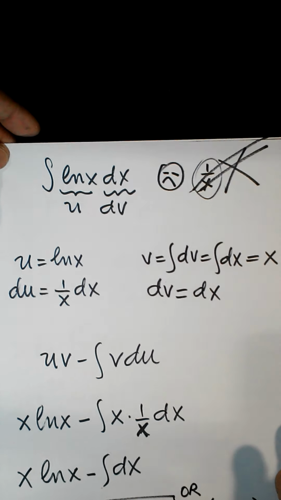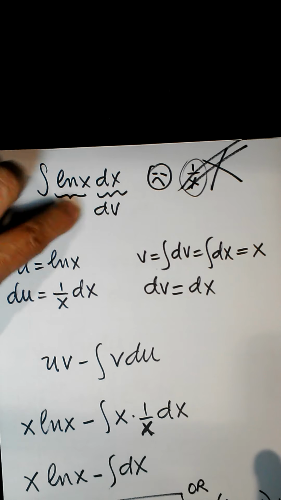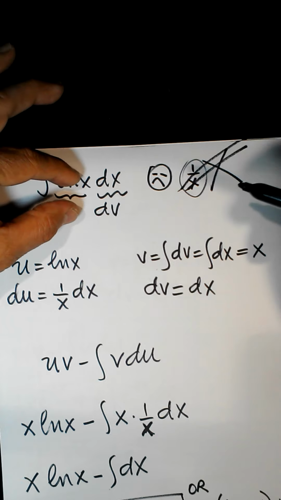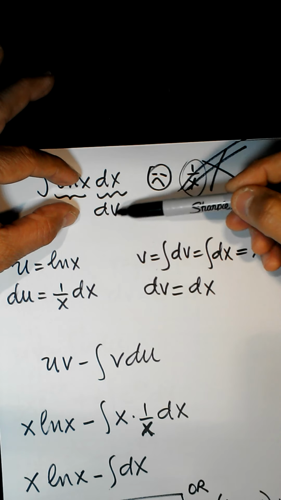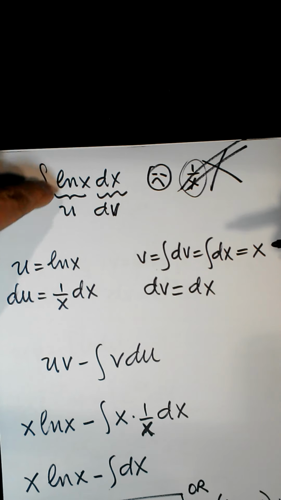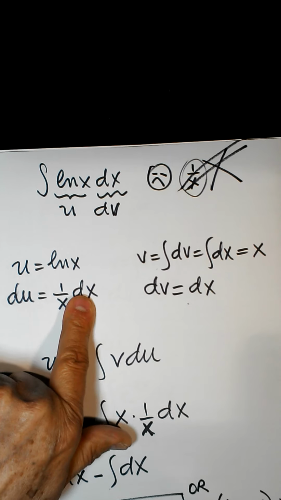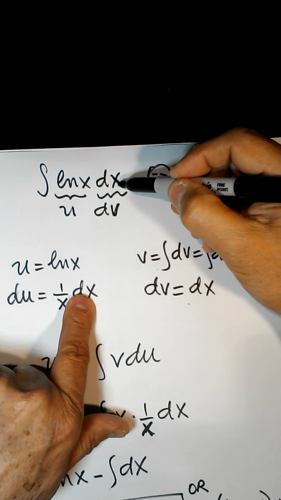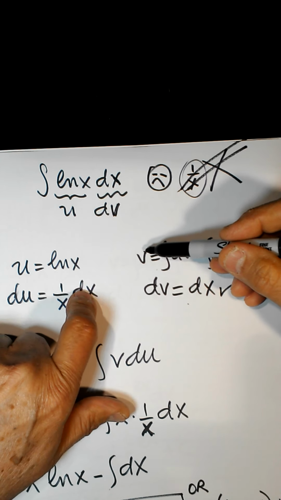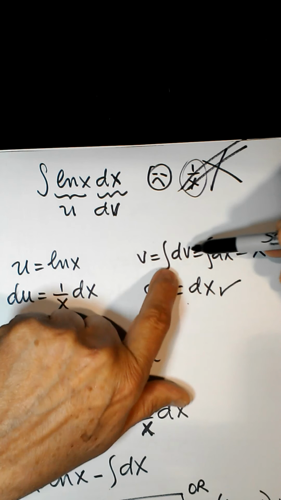Well, almost 100% of the time, if you see log natural of x, that's u. You don't need to think for too long. If this piece is u, then the other piece has to be dv. Okay? Therefore, u is log natural of x. The derivative is easy, 1 over x dx. So the dv is going to be dx. dv is dx. v is the integral of dv. What happens if I integrate dv?